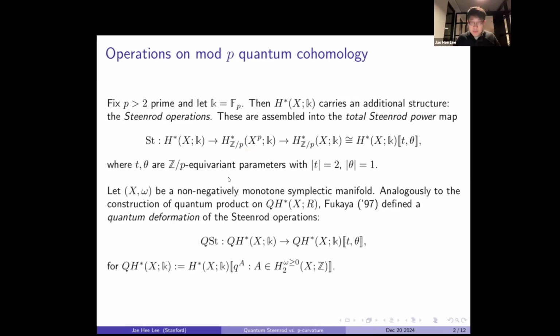Now, let X be a non-negatively monotone symplectic manifold, so something like a Fano variety or Calabi-Yau variety. And just like how you can use symplectic Gromov-Witten theory to deform the usual ring structure on cohomology to get the quantum cup product, Fukaya defined a certain deformation of these Steenrod operations acting on cohomology. So now these act on mod p quantum cohomology, where we recall that quantum cohomology additively is just cohomology with coefficients in this Novikov ring, which is generated over Fp by symbols indexed by degree 2 homology classes.